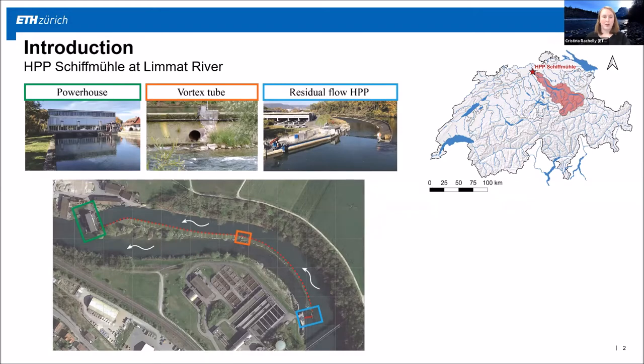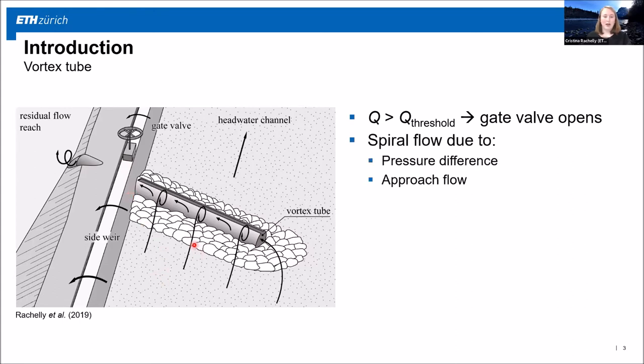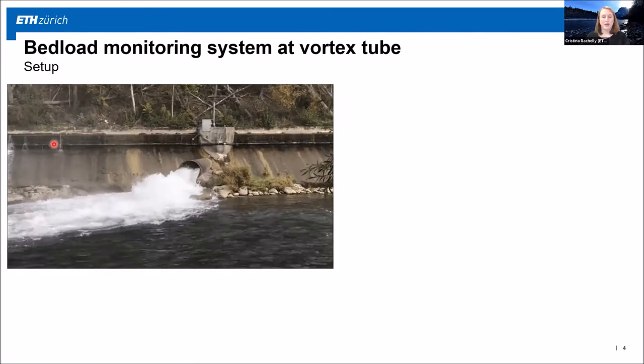So how does the vortex tube work? Here you can see a sketch with the headwater channel, the side weir, and the residual flow reach on the left. The vortex tube is basically just a steel tube that has an opening at the top. Then we have a gate valve inside the weir that is opened when the discharge surpasses a certain threshold discharge. When the gate is opened, a spiral flow develops within the vortex tube, due to the pressure difference between the two channels and also due to the approach flow. Bedload particles that are entrained into the vortex tube are then flushed to the residual flow reach. Now here is the vortex tube at Schiffmühle in operation.